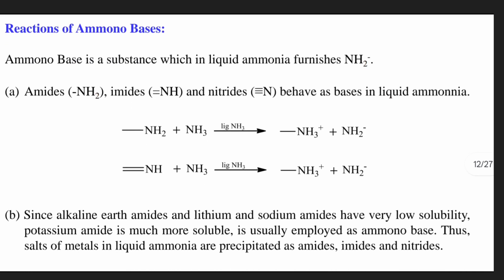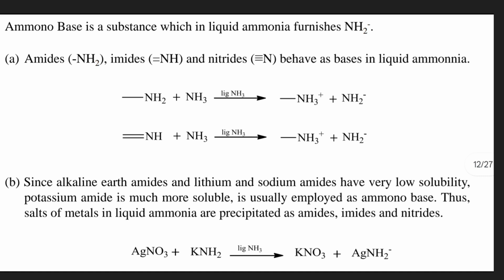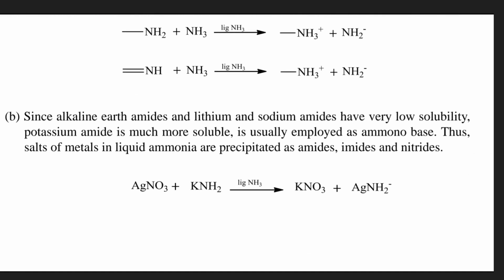Reactions of ammono bases. An ammono base is a substance which in liquid ammonia furnishes the amide ion. First, amides, imides and nitrides behave as bases in liquid ammonia. Since alkaline earth amides and lithium and sodium amides have very low solubility, potassium amide, which is much more soluble, is usually employed as the ammono base. Thus, salts of metals in liquid ammonia are precipitated as amides, imides and nitrides. Like silver nitrate plus potassium amide in liquid ammonia gives potassium nitrate plus silver amide.